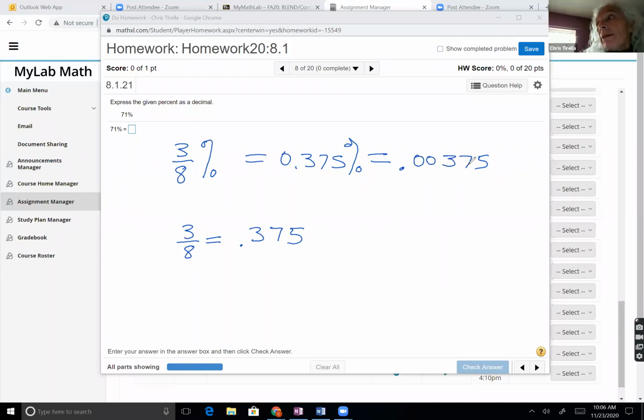Okay, thank you. You're welcome. The only time that line of reasoning is going to be successful is when you get a repeating decimal. And if you get a repeating decimal, they should tell you to round. Okay? Thank you. Anything else?